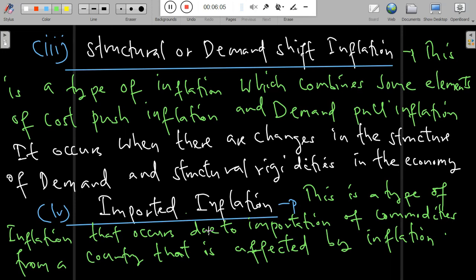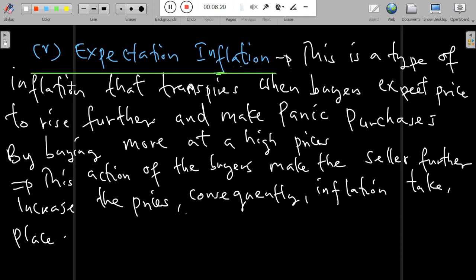Imported inflation is the type of inflation that occurs due to the importation of commodities from a country that is affected by inflation. That is to say, when the goods that are imported are affected by inflation, their price also increases.